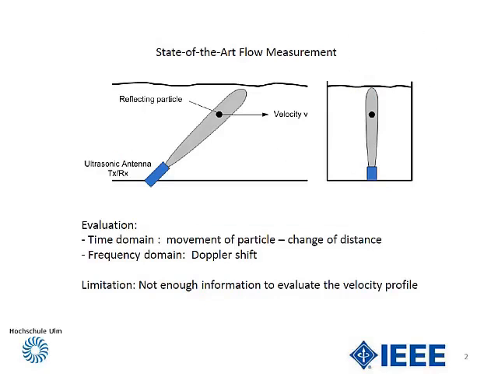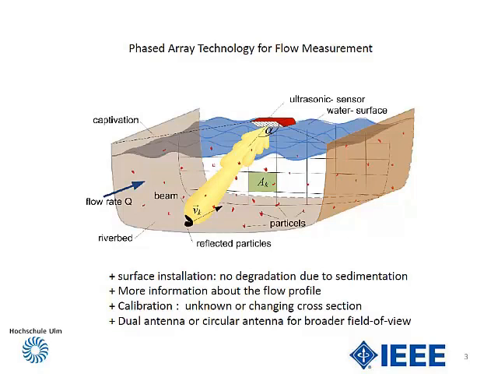Ultrasonic measurement is state of the art. The systems which are in operation consist of a receive transmitter which sends a pencil beam into the water and collects reflections from particles. As the beam is tilted with respect to the flow direction, the turnaround time of the echoes changes, resulting in a Doppler shift or a changing time, which can be evaluated to calculate the velocity of the water.